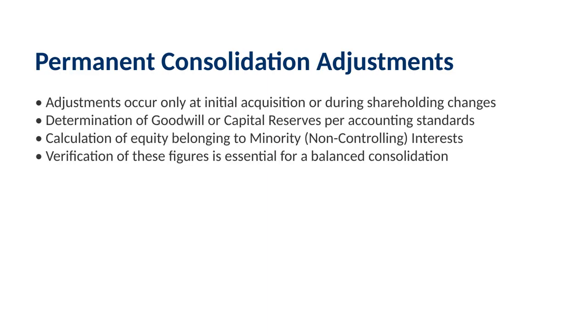Now, let's talk about permanent consolidation adjustments. These are not your typical year-end entries. These adjustments are made only once at the time of the initial acquisition or whenever there is a change in the shareholding of a consolidated entity. There are two primary areas you need to verify here. First is the determination of goodwill or a capital reserve, based on the applicable accounting standards. Second is calculating the exact amount of equity that belongs to the minority interests, also known as non-controlling interests.